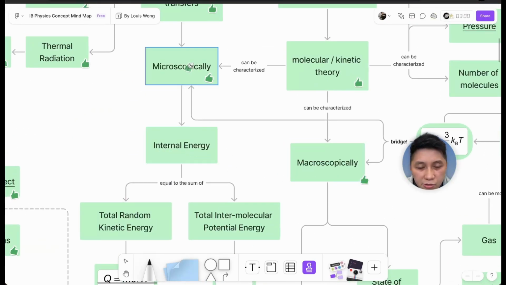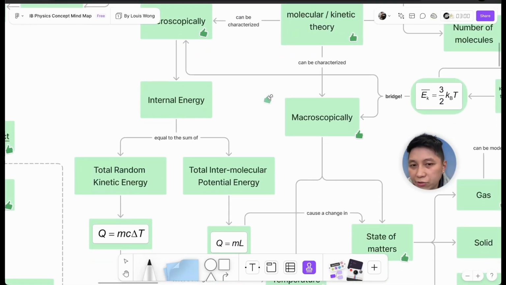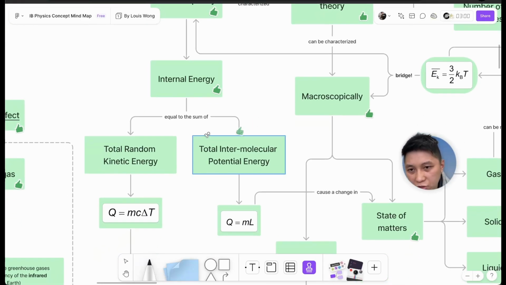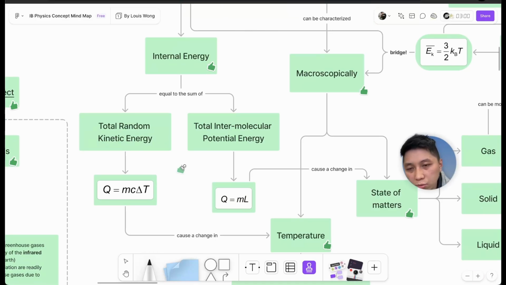Going back to microscopic, this is closely linked to the macroscopic view. So first, we can describe or categorize objects with internal energy, which equals the sum of two things. One is the total random kinetic energy. Notice this is different from the kinetic energy we mentioned in mechanics, the half mv squared. Those are talking about a whole bunch of particles moving together.